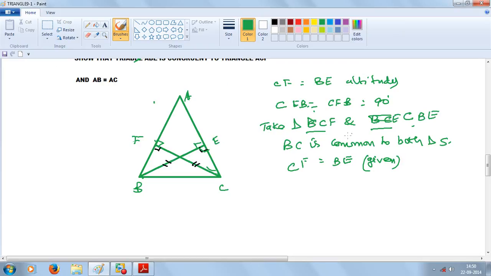So instead of taking triangle BCF, we will take triangles ABE and ACF directly. We take triangle AEB and AFC. That we can directly prove.